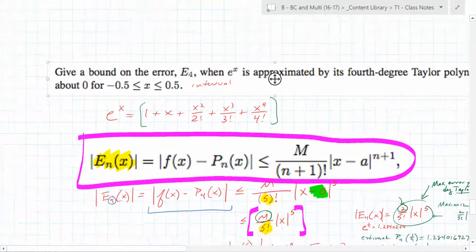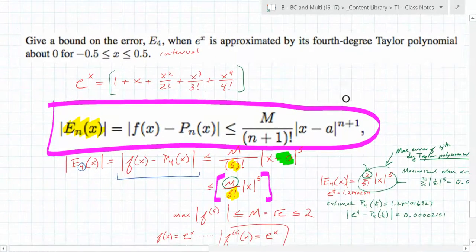Let's take a look at this. Give a bound on the error E4 when e to the x is approximated by its 4th degree Taylor polynomial about 0. Do we like 0? We do. On that interval. You see the interval right there? Does this look familiar? Yeah, that should just be automatic. No thought. That should be muscle memory at this point. Well, or soon. We okay with this?